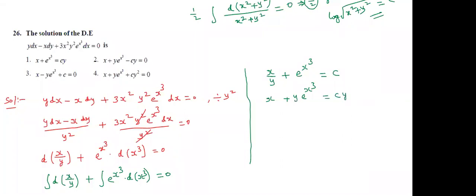Observe the options. Which option is correct? So we need to do some more calculation. x plus y e power x cube equals cy, the right hand side is sent to the left hand side. This is the answer. So the second option is correct.